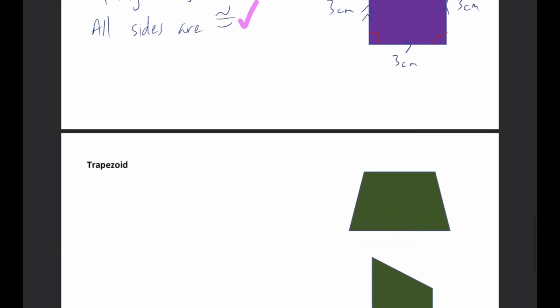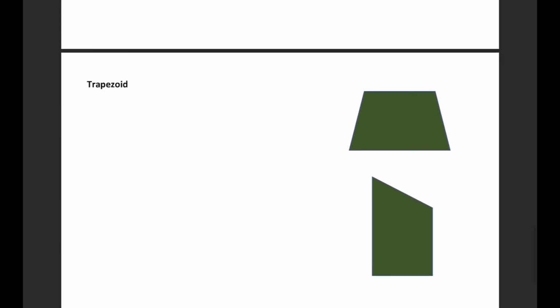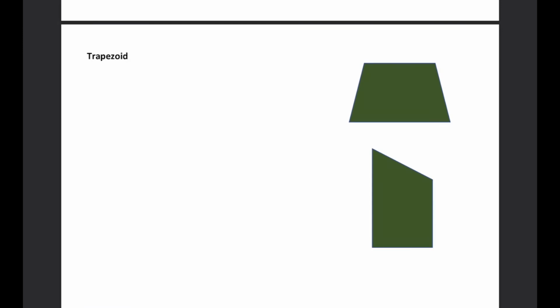All right, this last one that we're going to talk about today is a little bit controversial because Texas tends to disagree with most of the rest of the United States. So most of the United States has a very different definition of a trapezoid. And if you want to know about that, you can look it up, or you can ask me and I'll be happy to talk about it.